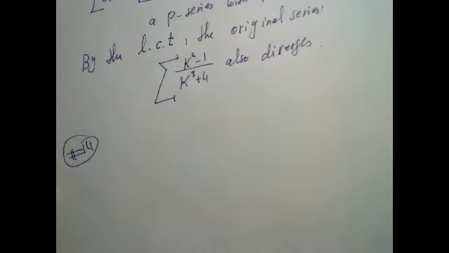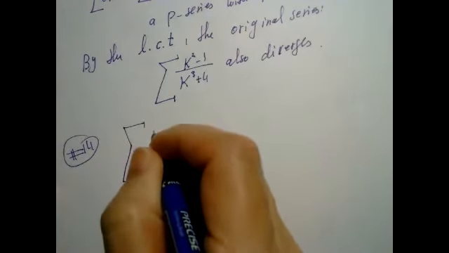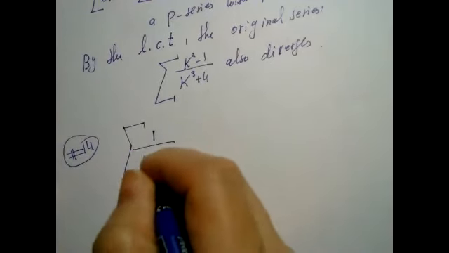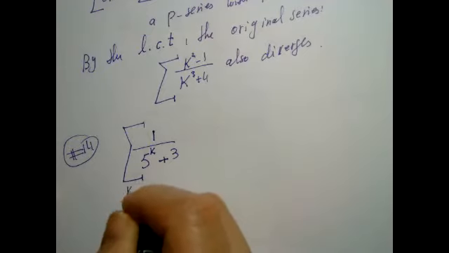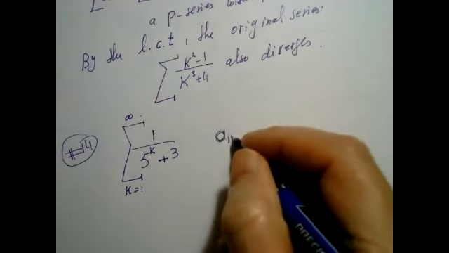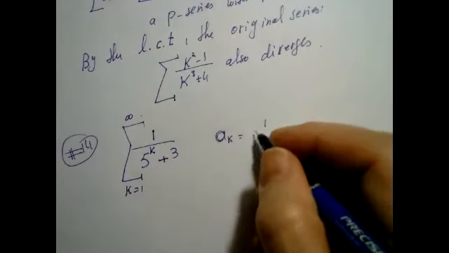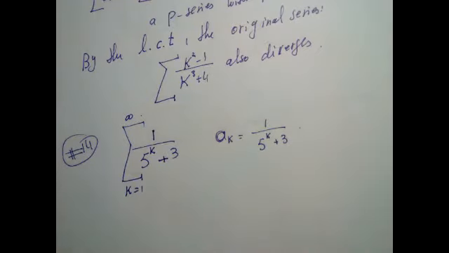Okay, so number 14, this is my series. Number 14: sigma 1 over 5 to the K plus 3, K equal 1 to infinity. And we are going to use also the limit comparison test to decide whether the series converges or diverges. So in this scenario, my AK is the general term of this series, meaning I'm adding terms of this form. Now I'm going to look for the series to compare it with.